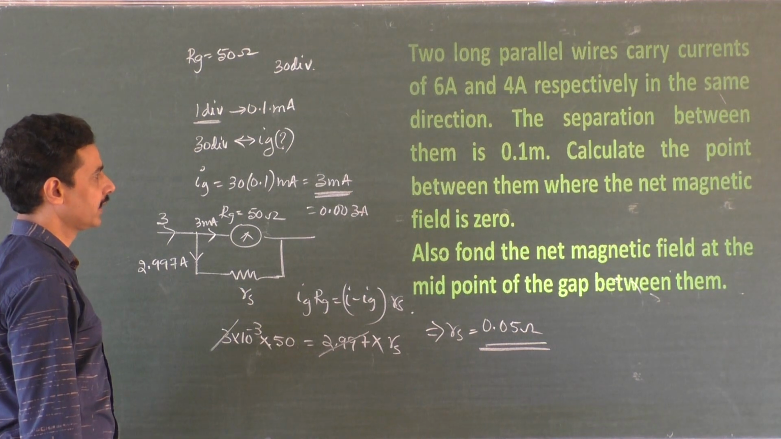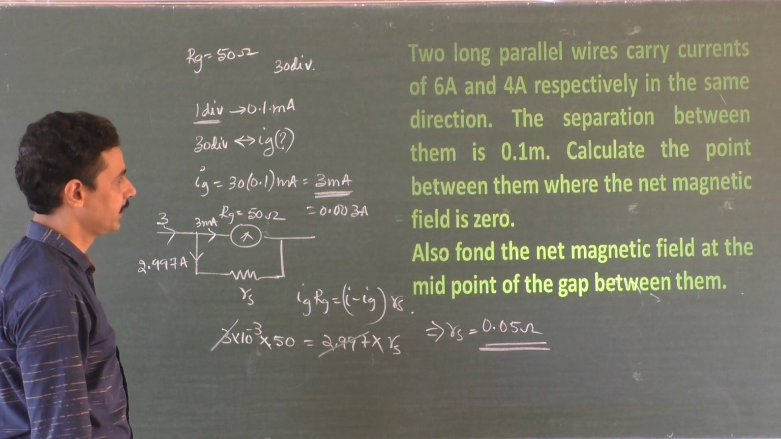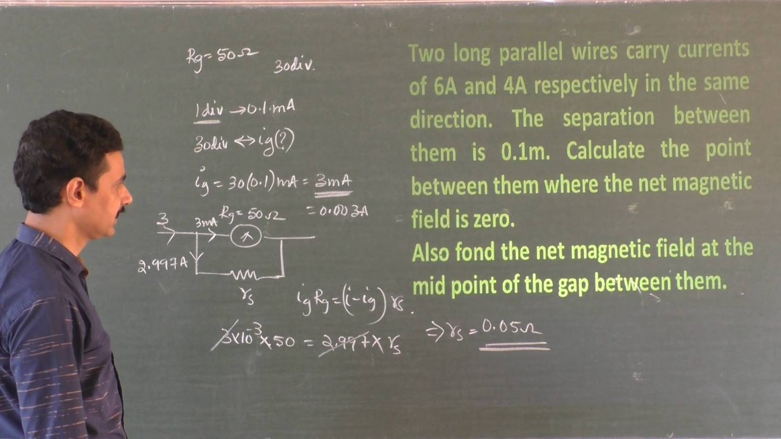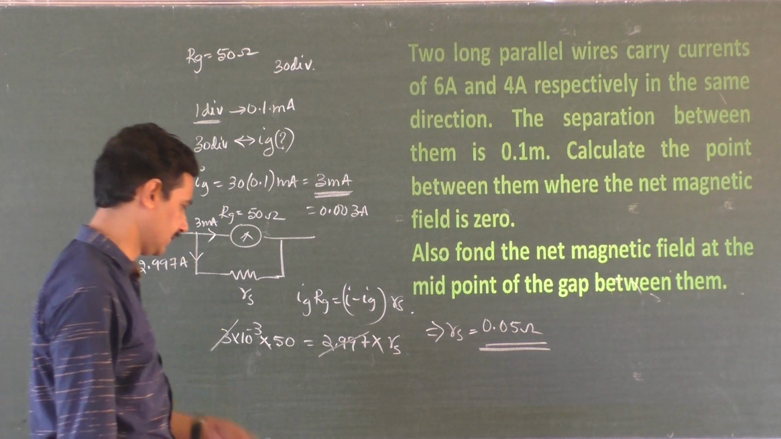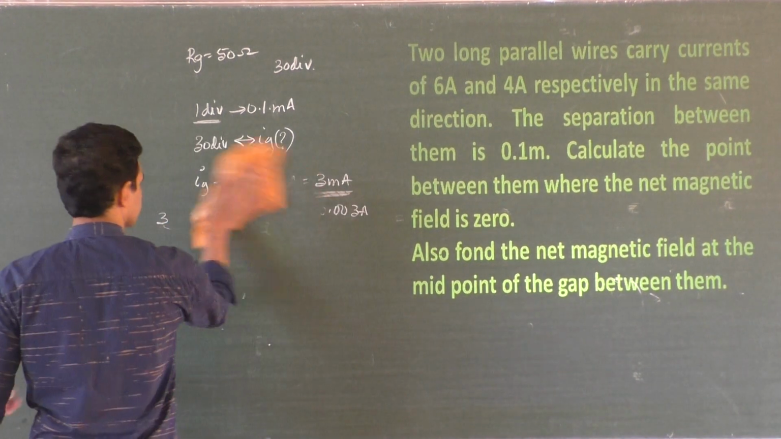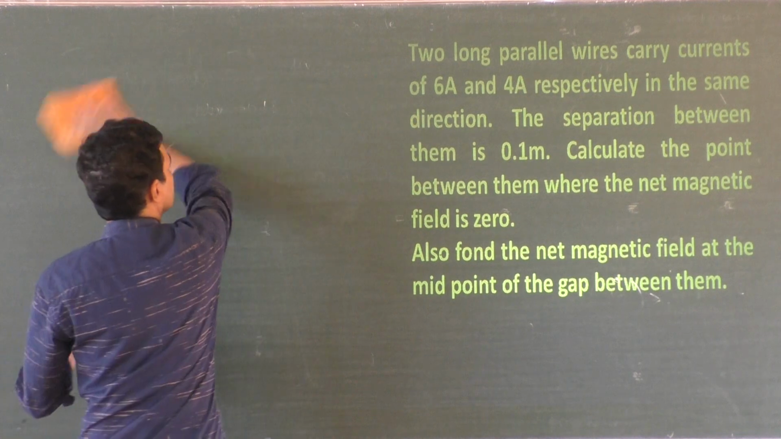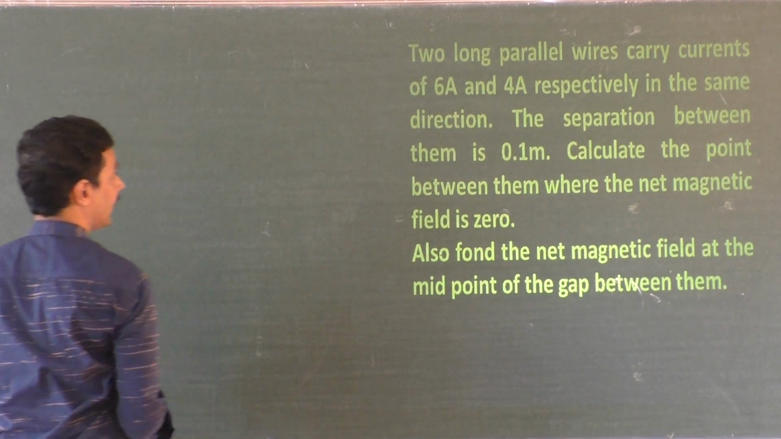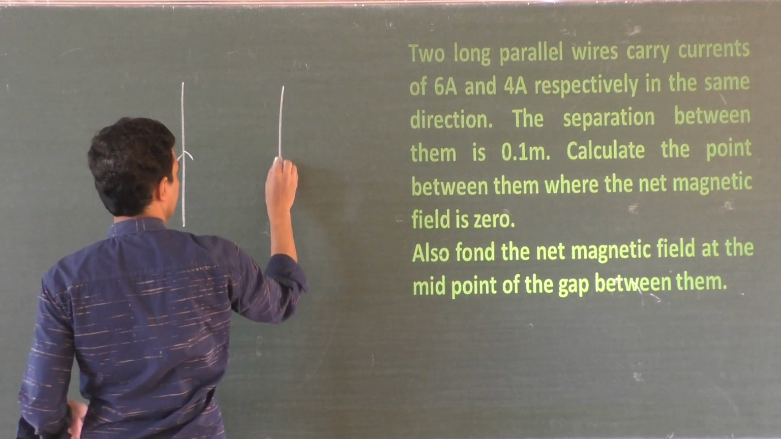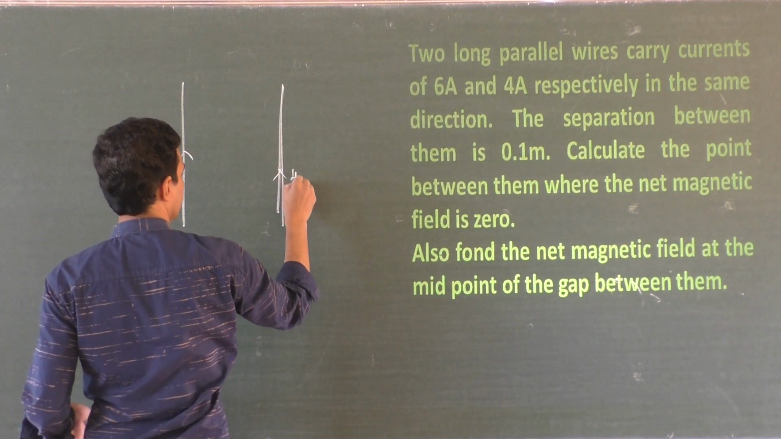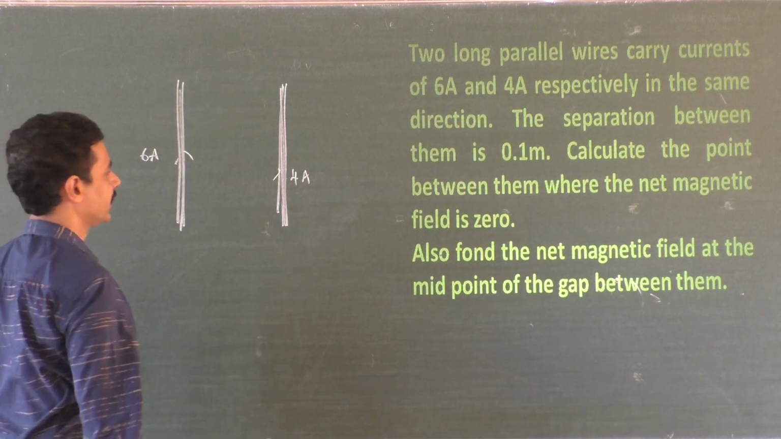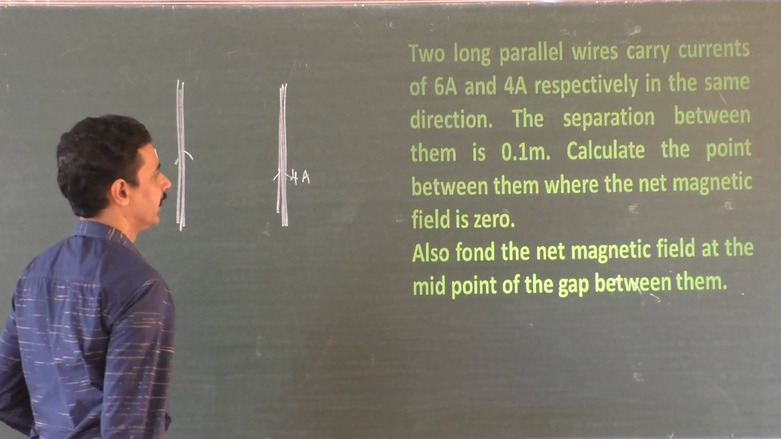Two long parallel wires carry current 6 ampere and 4 ampere respectively in the same direction. The separation between them is 0.1 meter. Calculate the point between them where the net magnetic field is 0. Okay, we'll do that. Right. Two long parallel wires carry current in the same direction, 6 ampere and 4 ampere. Okay. They are separated by 0.1 meter.